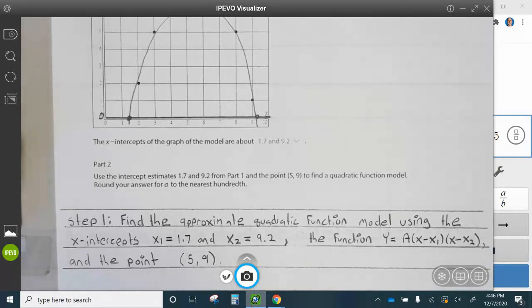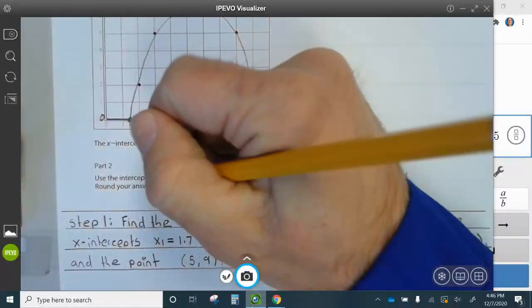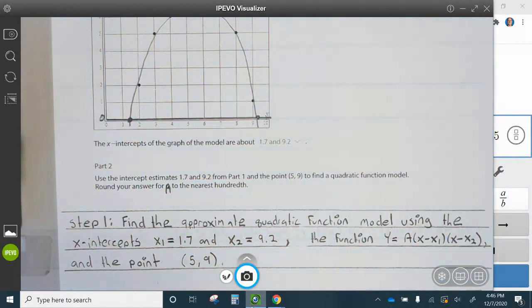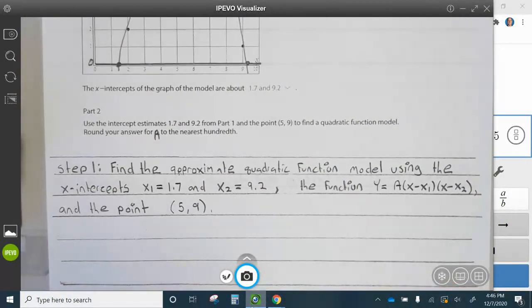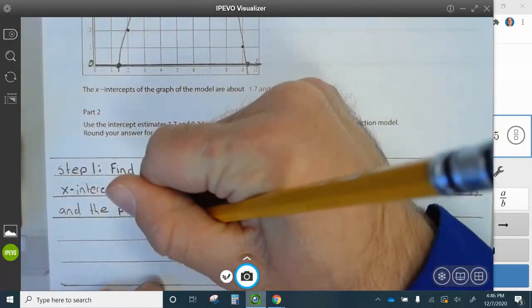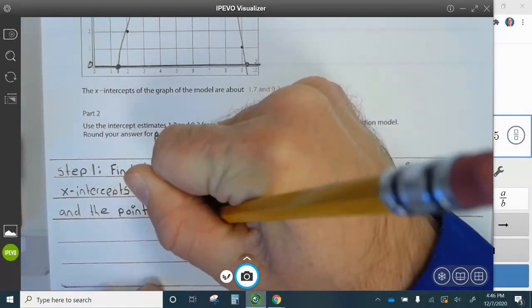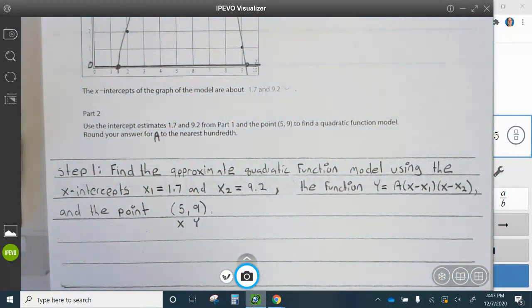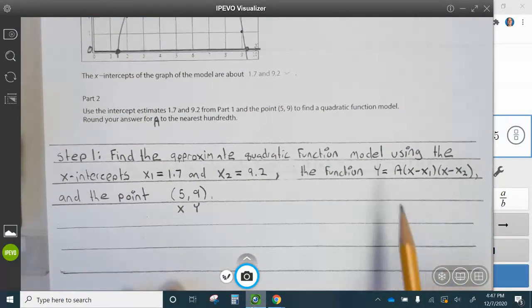Use the intercept estimates 1.7 and 9.2 from part 1 and the point 5, 9 to find a quadratic function model. Round your answer for A, and we're going to use a capital A, to the nearest hundredth. Step 1. Find the approximate quadratic function model using the x-intercepts x1 equals 1.7 and x2 equals 9.2. The function y equals A parentheses x minus x1 parentheses x minus x2 and the point 5, 9. This is x, this is y. We have x1, we have x2. So now let's plug the values in here.